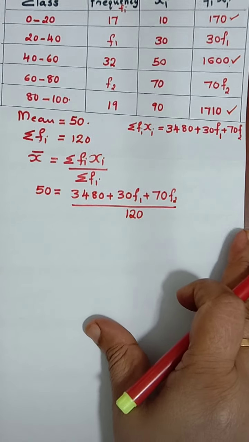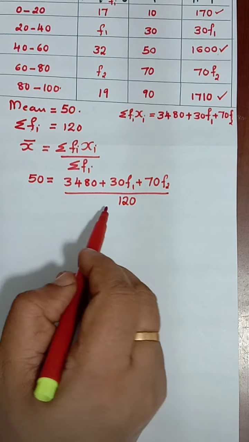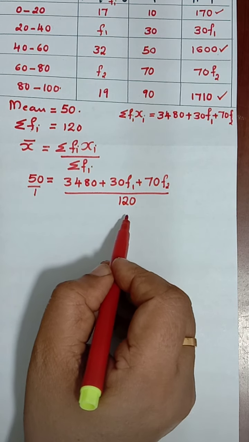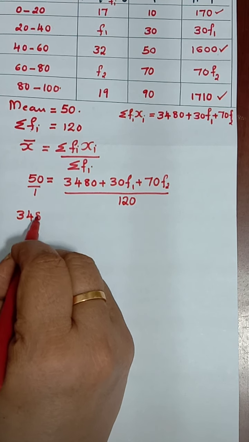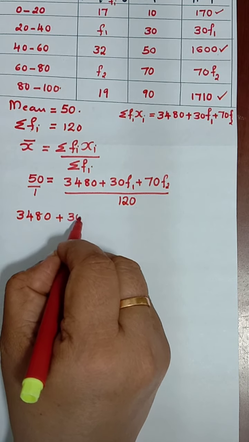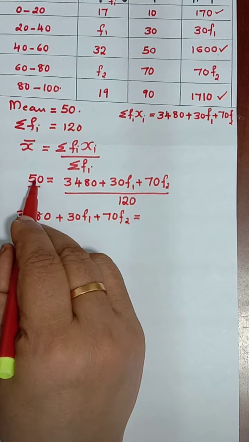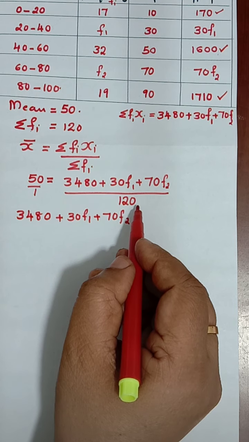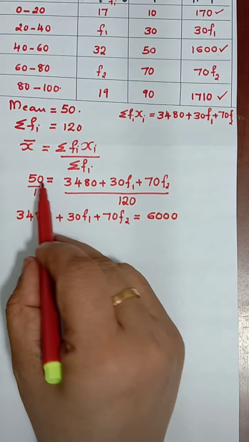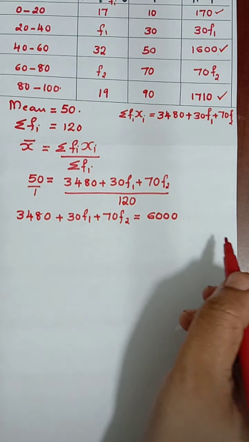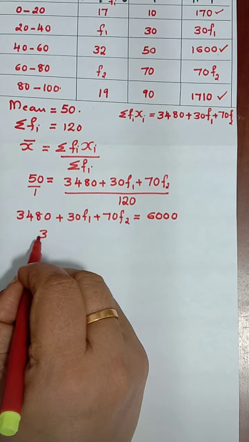So we have to simplify so that you will be getting a simple equation now. So just cross multiply. This means 50 by 1. We are cross multiplying 1 into this whole thing. That is 3480 plus 30 F1 plus 70 F2 equal to 50 into 120. What is 50 into 120? That is 6000. 12 into 5 is 60, then 2 more zeros. So next, all this numeral we will be transferring to the other side.